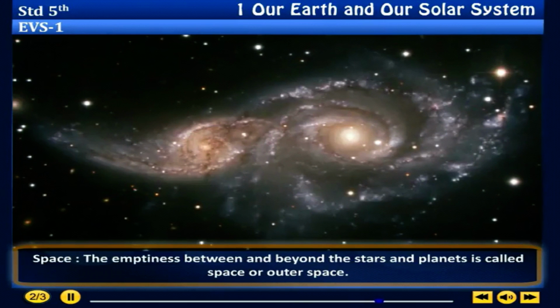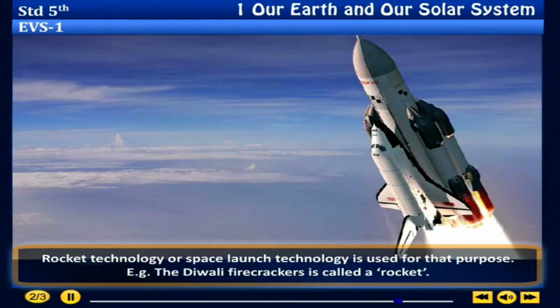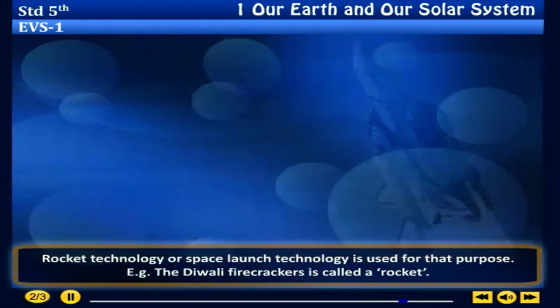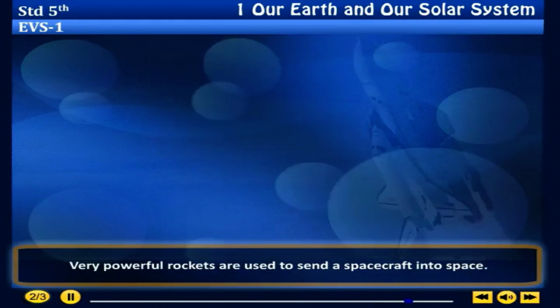Space. The emptiness between and beyond the stars and planets is called space or outer space. To send some object from the Earth into space, it must be given power against the force of gravity. Rocket technology or space launch technology is used for that purpose. Example: the Diwali firecracker is called a rocket.